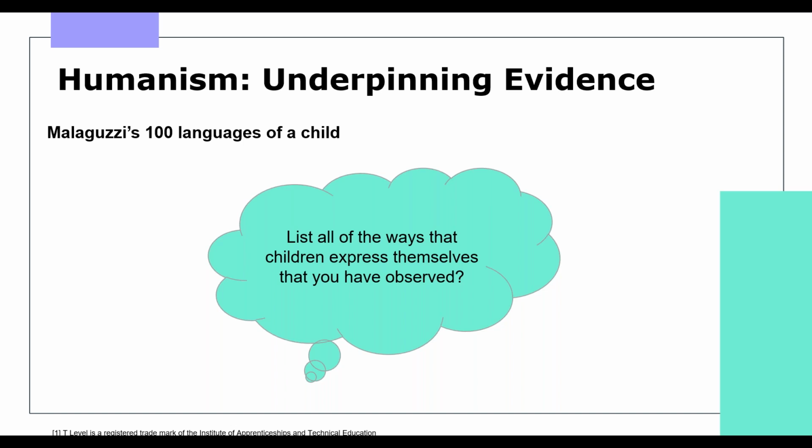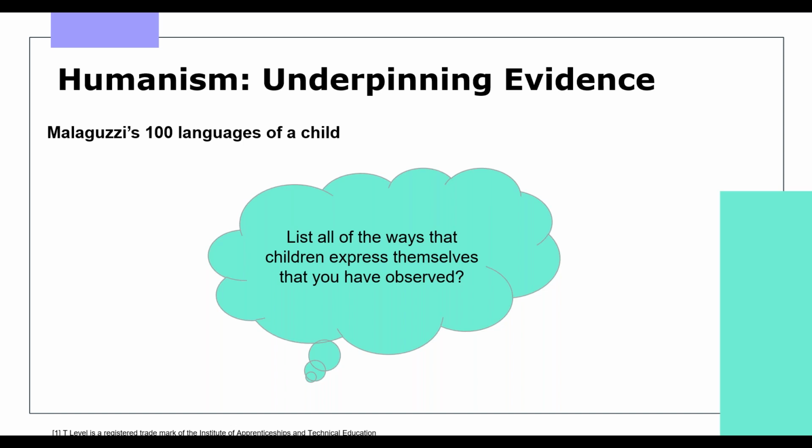Have a think about the 100 languages of a child. When we think about language, we automatically think about the spoken word or expression through body language. Malaguzzi looked at how children express themselves, how they communicate in so many unique and innovative ways, and that we should have an environment that welcomes, appreciates, and enables such expression, and does not restrict or limit a child's expression.